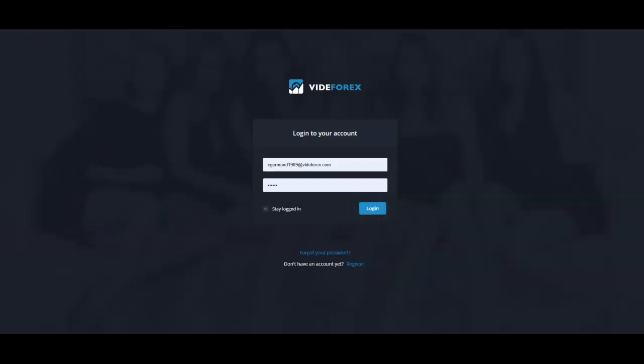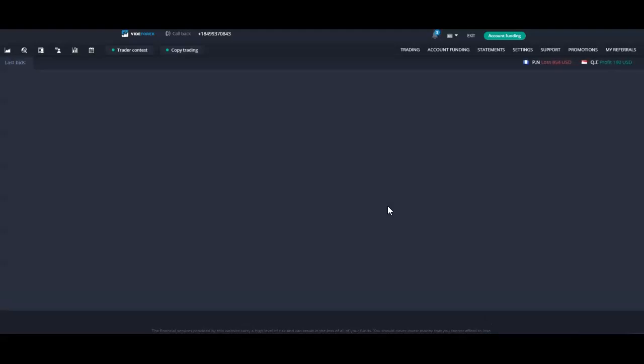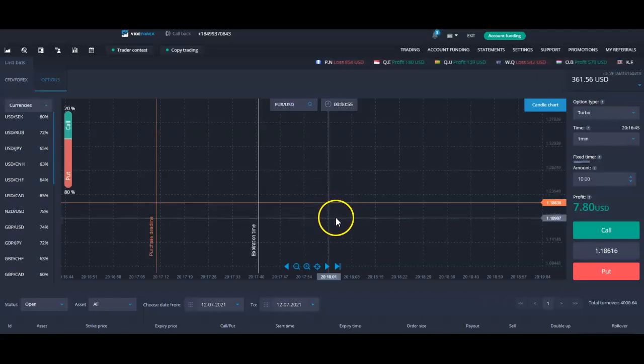So when you go to the link videforex.com, you're going to be brought up to this login page. You're going to click login. I'm logging into my demo for demonstration purposes. What I'm going to do is take a couple trades. I'm going to show you guys everything to do with the broker that pertains to binary trading.